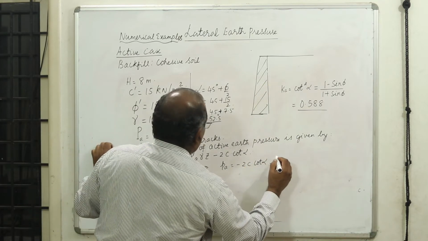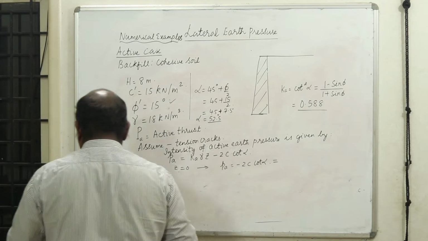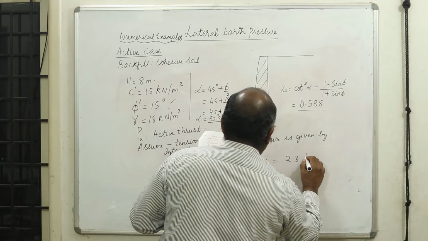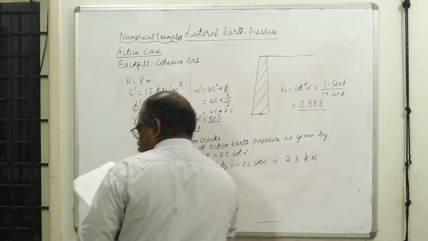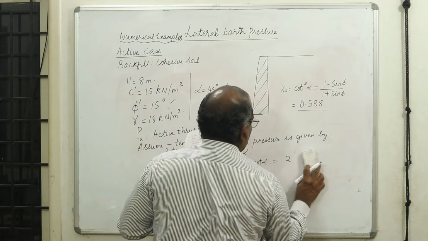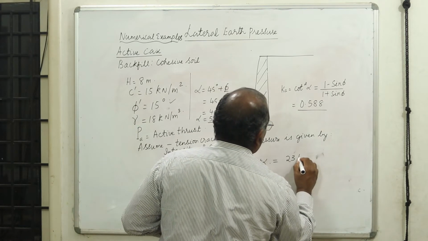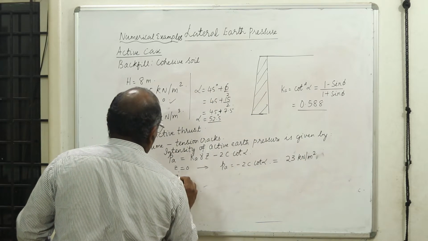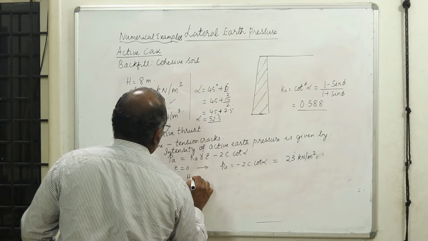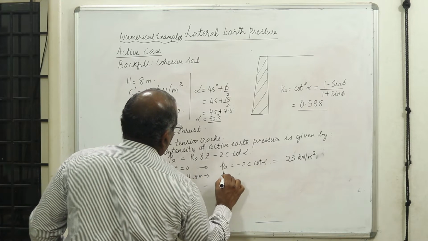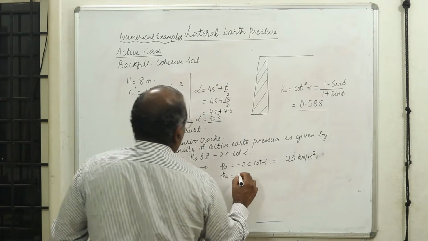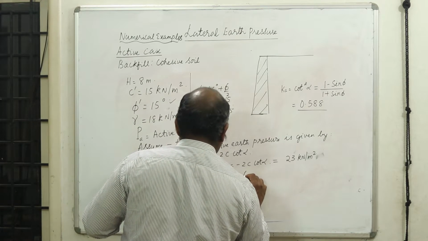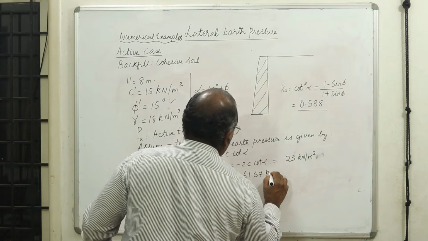Now this value works out to be 23 kilonewton per meter square. Now when Z is equal to H, which is 8 meters, PA, substitute and you can get the value equal to 61.67 kilonewton per meter square.